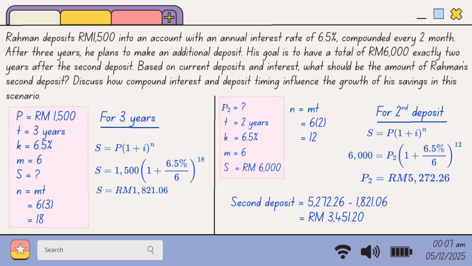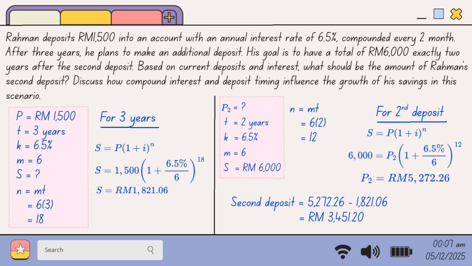We have to find his second deposit. The numbers are P equals unknown, T equals 2 years because Rahman wants that by the end of year 3, his account will have 6,000 ringgit. K equals 6.5% and M equals 6. We're still using the same formula of S equals P multiplied by 1 plus i powered by n. And we got P equals 5,272 ringgit and 26 cents. But the second deposit equals 3,451 ringgit and 20 cents because we have to deduct the first deposit that Rahman has made.